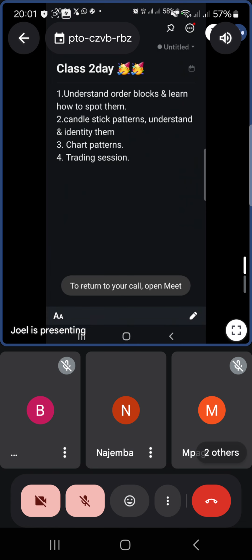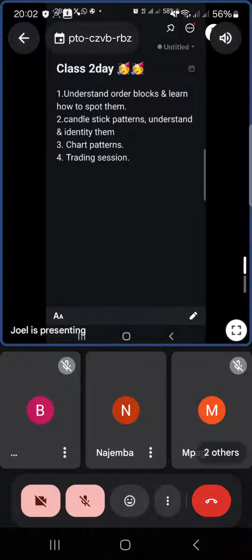I'm going to ask you guys to do some research on how to draw order blocks, and learn how to spot them. Just keep practicing drawing order blocks, and also the candlestick patterns. Does any of you have a book called the Candlestick Bible? It's a book with candlestick patterns.